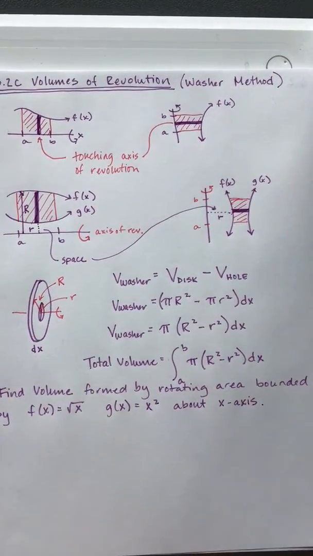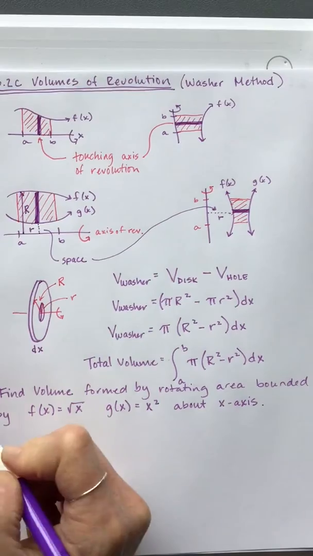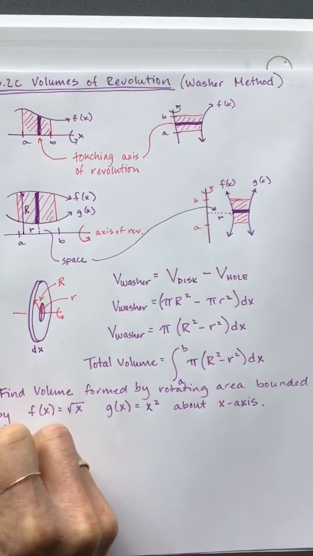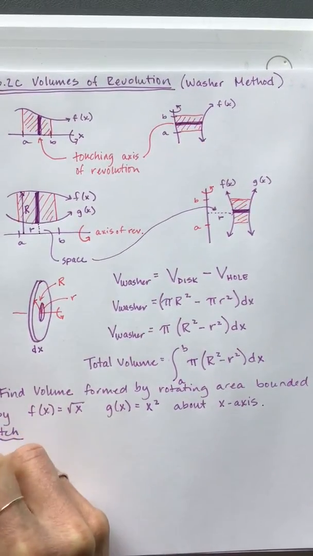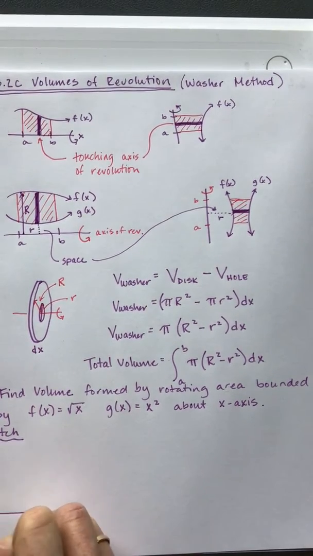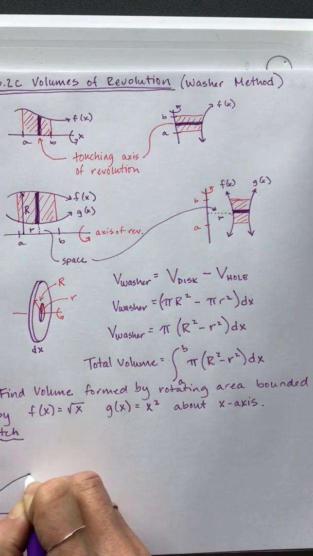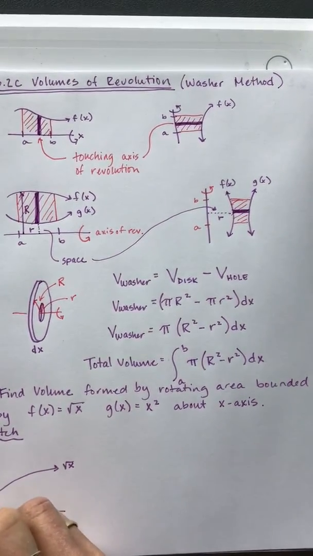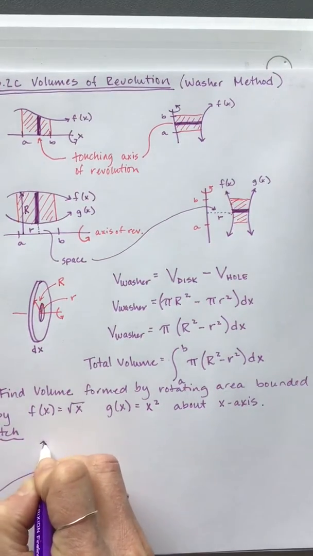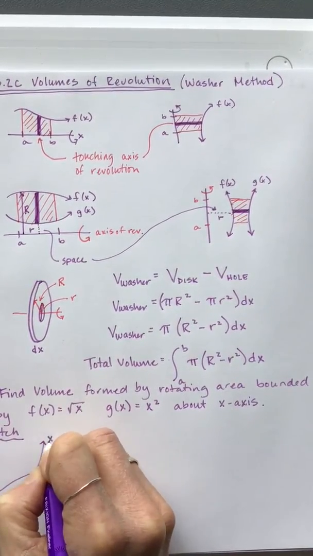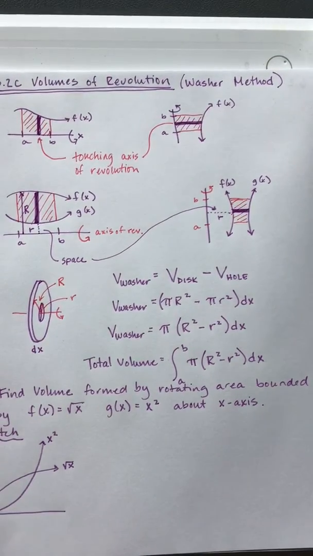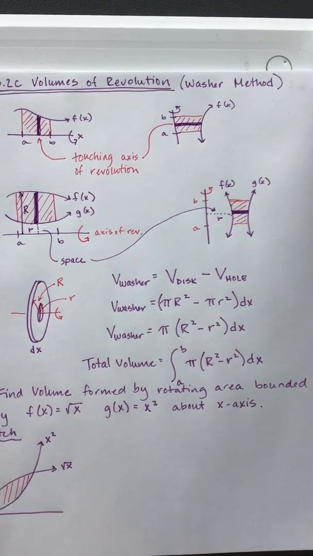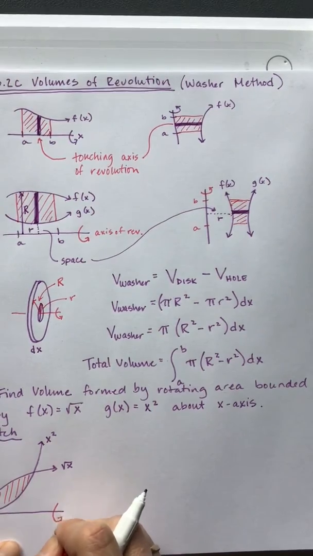Okay, so I'm going to follow the same steps that we've been following all along when we've been doing volumes of revolution. So first we're going to do the 2D sketch. So here we go. Quick sketch. We know what root x looks like, this. And our x squared goes up like this, a nice parabola shape. Okay, and we're going to take this area and rotate that about the x-axis.